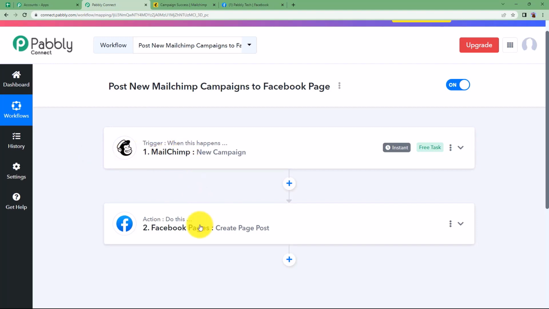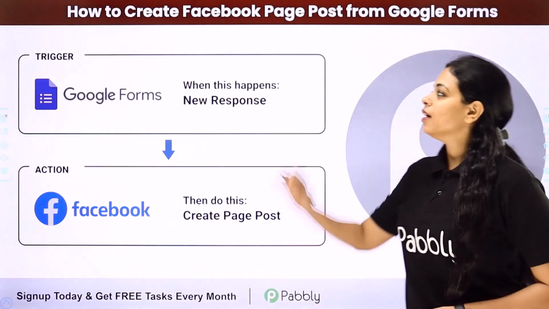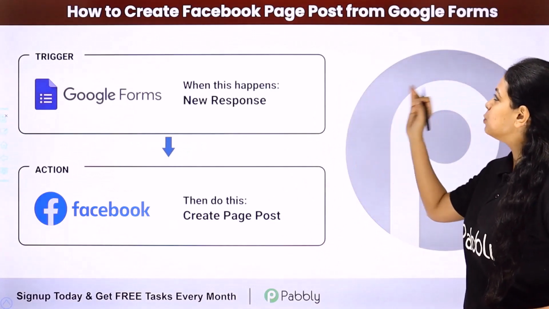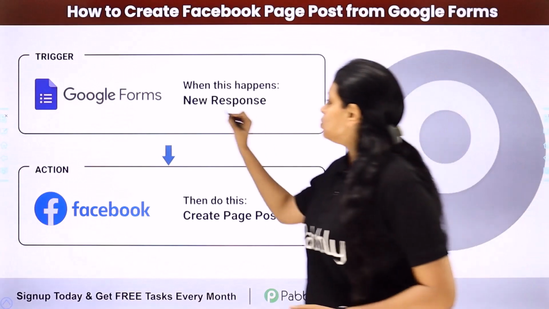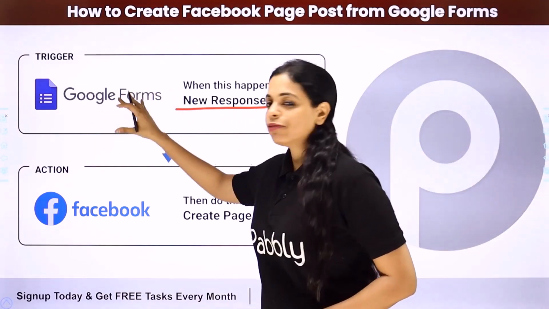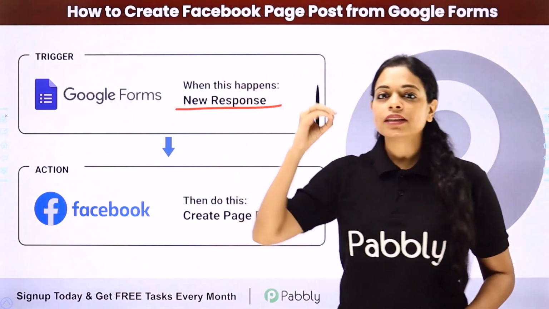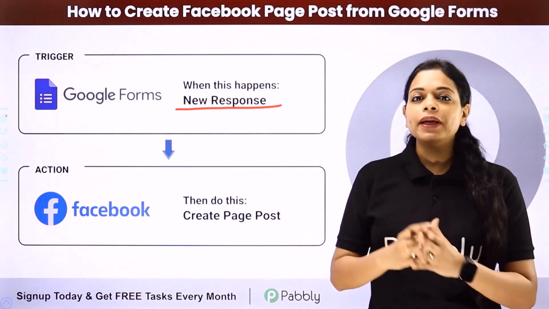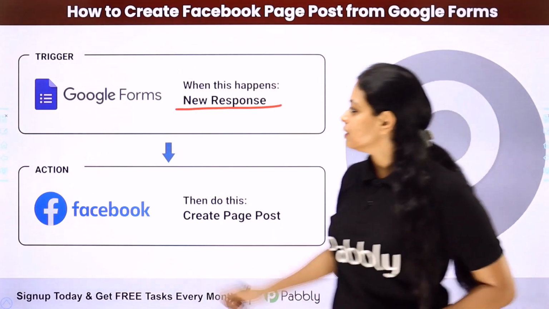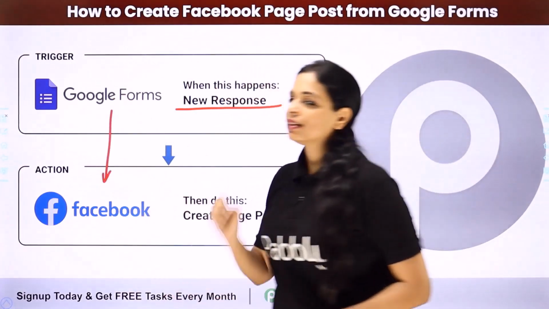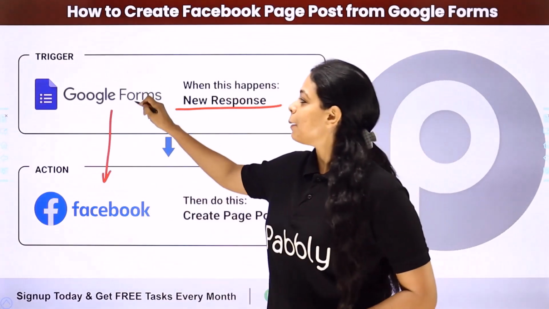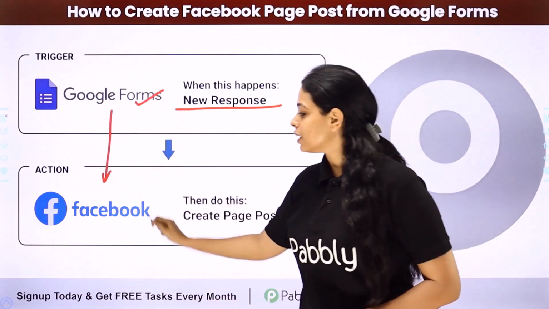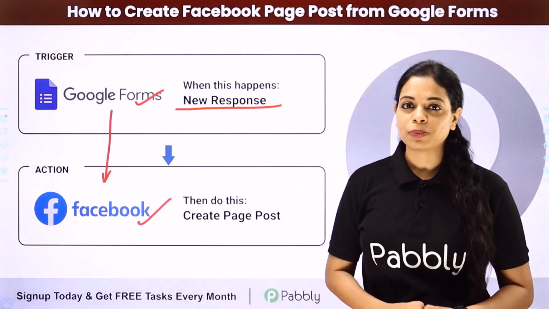I hope this helped. In this video, we are going to see how to create a Facebook page post from Google Forms. So here I want every time a new response has been received through Google Forms submission, then with the data received, I want to create a page post on Facebook. For this, I'll be integrating the two applications, and the same thing can be done using Pabbly Connect software. So here, my trigger application will be Google Forms and my action application will be Facebook Pages.